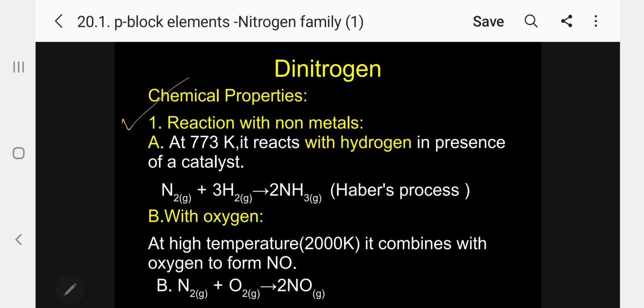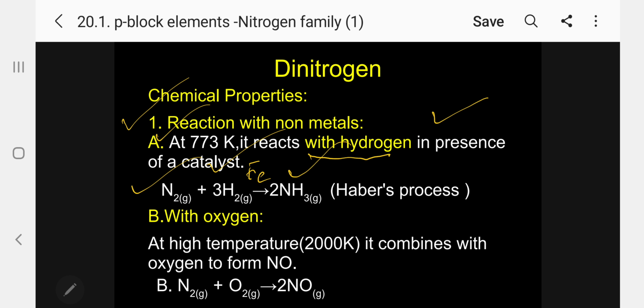First of all, let me say reaction with non-metals. The nitrogen family we have seen already. Nitrogen is a non-metal. So, A: at 773 Kelvin, it reacts with hydrogen in the presence of a catalyst, normally iron. This is called the Haber process. Ammonia is formed. It is the industrial process. N2 gas plus 3H2 gas gives ammonia.